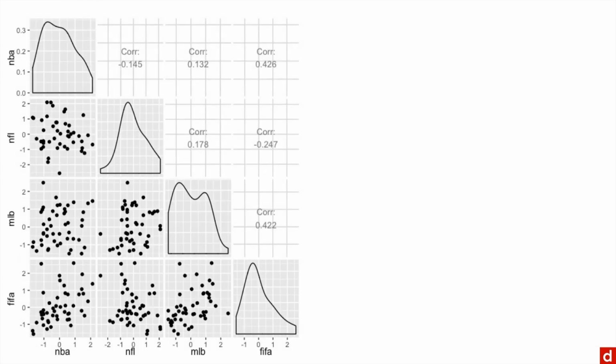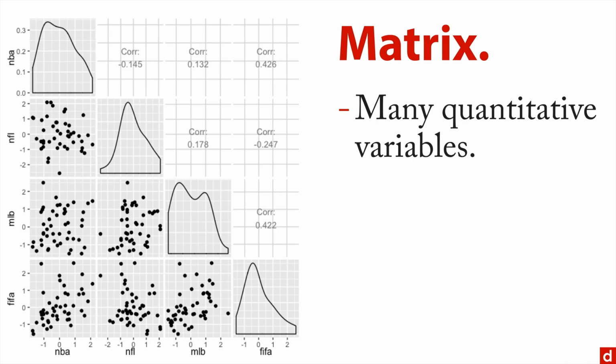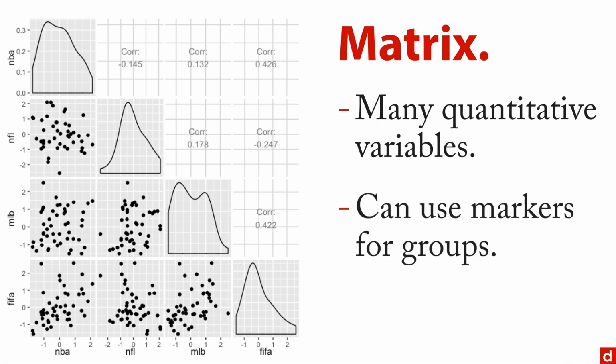What you want to do, however, is see the connection between several variables. You might want to use a matrix of plots. This is where you have, for instance, many quantitative variables. You can use markers for group membership if you want. And I find it to be much clearer than 3D. So here I have the relationship between 4 search terms: NBA, NFL, MLB for Major League Baseball, and FIFA. You can see the individual distributions. You can see the scatter plots. You can get the correlation.